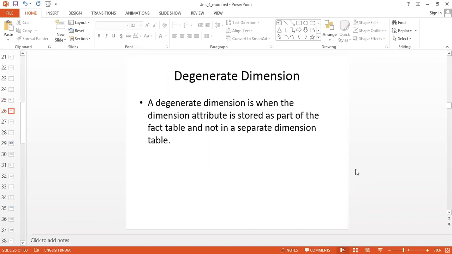What is a degenerate dimension? The definition goes as: a degenerate dimension is when the dimension attribute is stored as part of the fact table and not in a separate dimension table.